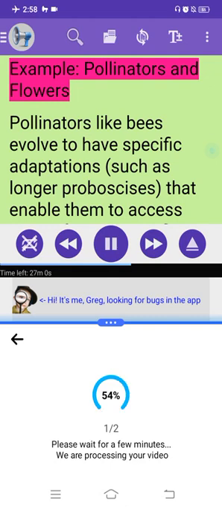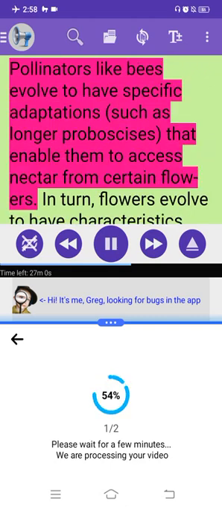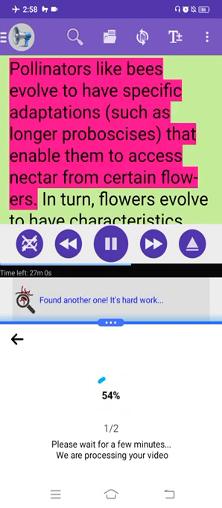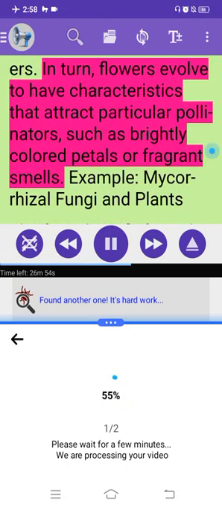Example, pollinators and flowers. Pollinators like bees evolve to have specific adaptations, such as longer proboscises, that enable them to access nectar from certain flowers. In turn, flowers evolve to have characteristics that attract particular pollinators, such as brightly colored petals or fragrant smells.